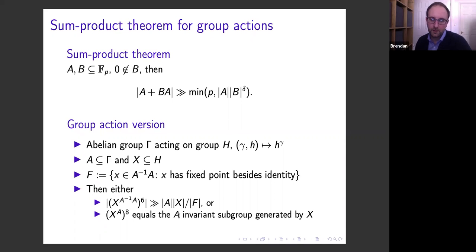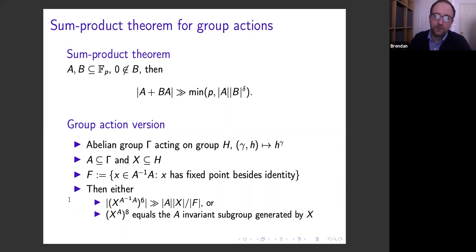Otherwise, we can generate an A-invariant subgroup that contains X in H. And so this is a thing that can't grow. This is an A-invariant subgroup, and it's generated quickly. So this is the group action version of the sum product theorem. It says if you combine a group action with a group law, then you should get some growth unless you're very close to generating an object that can't grow.